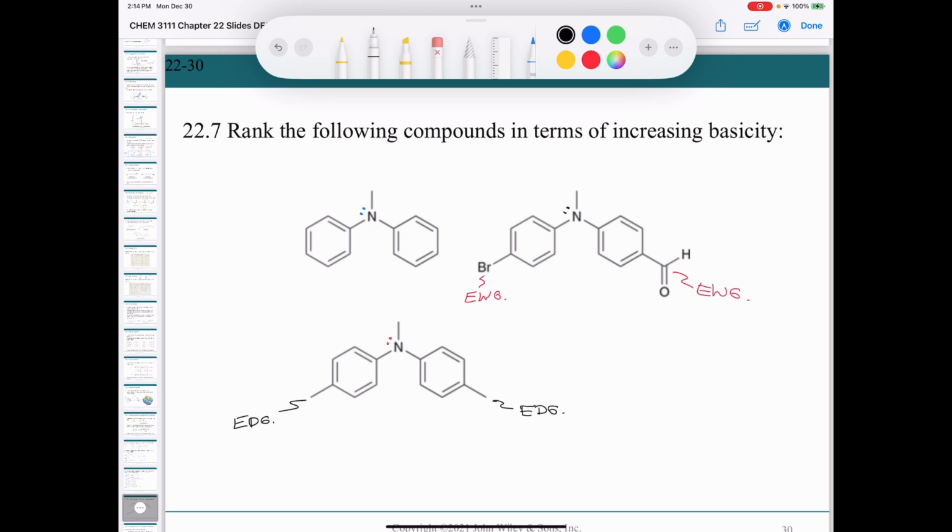Now, all of these lone pairs, the blue, the black, the red, they're all delocalized, but which one is going to be the most available? Well, the one that has the electron donating groups is going to be pushing electron density this way. And so this one is going to be the most basic. And the one with the electron withdrawing groups is going to be pulling electron density away from the nitrogen. So that lone pair, the black one, is going to be the least available. So this will be the least basic, and the other compound with no substituents on it is going to be somewhere in between.